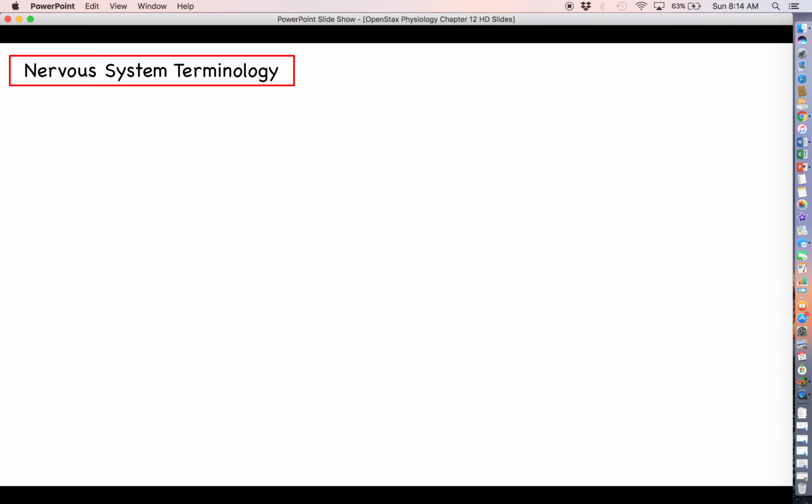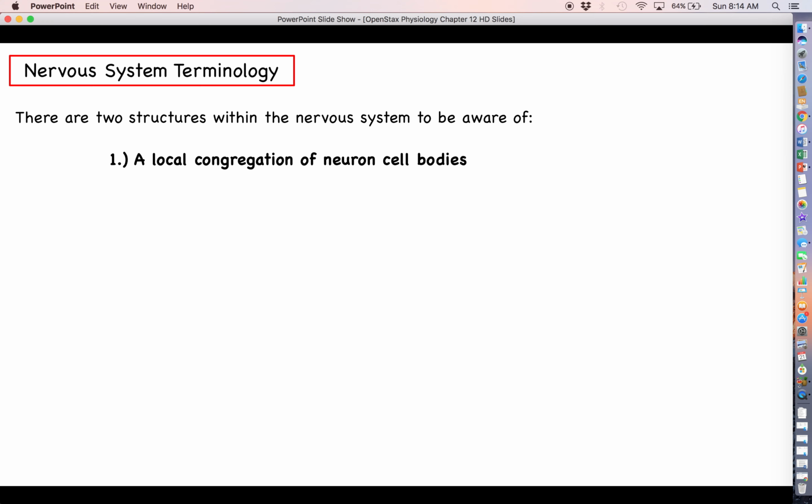So let's talk a little more terminology here, words that we're going to use that we need to make sure that we understand so that we can use them properly. There's two structures that you find all throughout the nervous system that we need to be aware of, but as you're going to see here, the possibly inconvenient thing for us is that we change what word we use depending on where in the nervous system we are located.